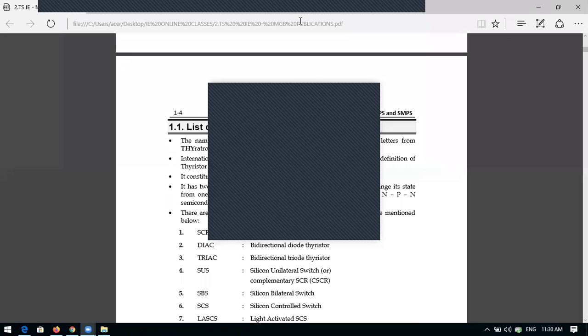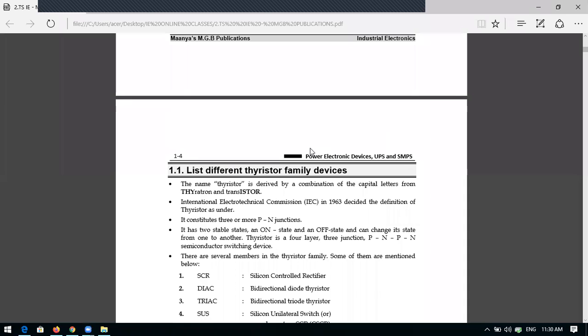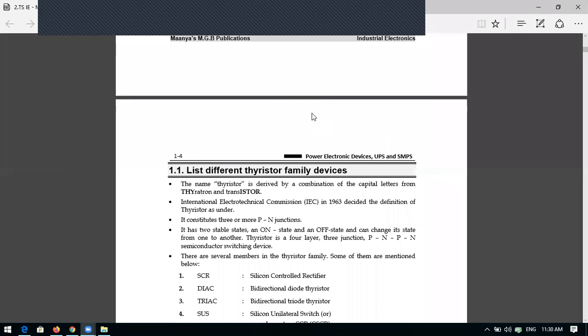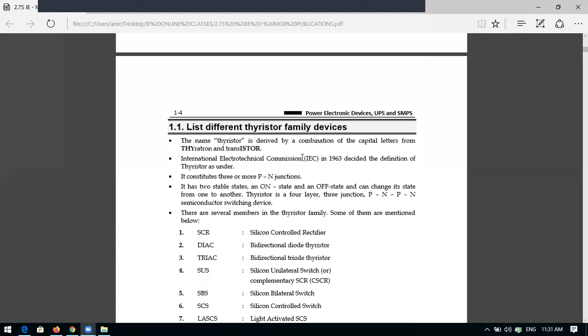So let us start the class. We have completed introduction to power electronic devices. Now the first topic we have to enter is a list of different types of thyristor family devices. Before that, we have to learn what the thyristor meaning is.